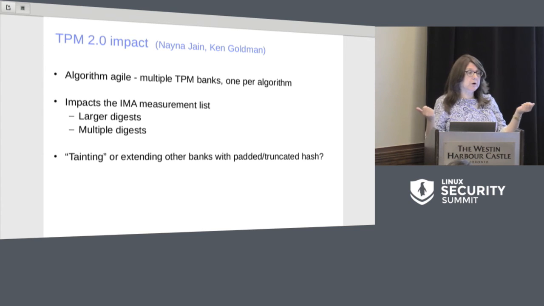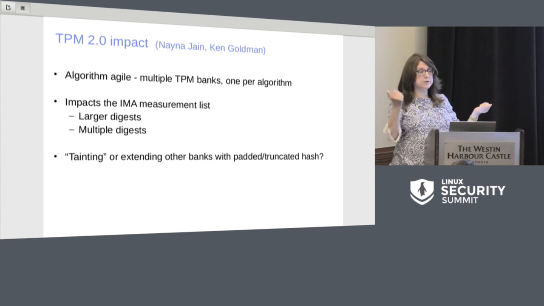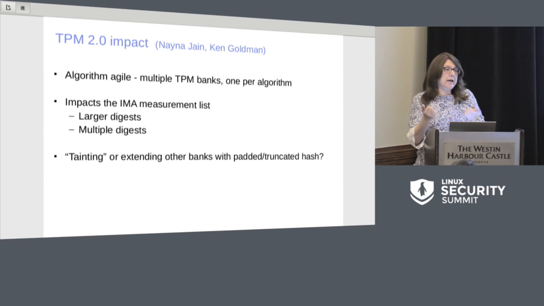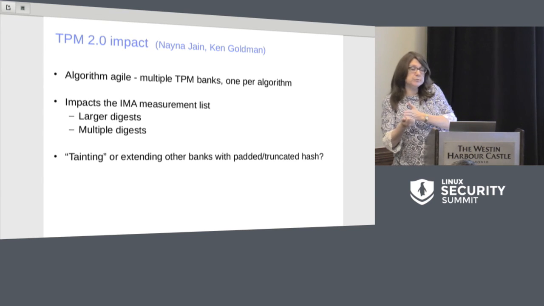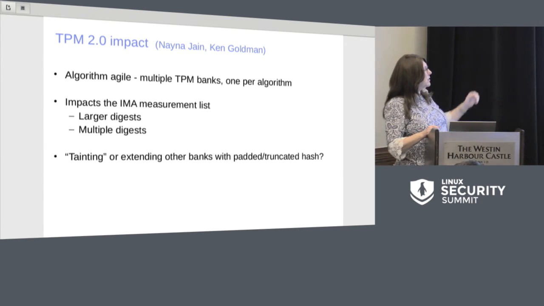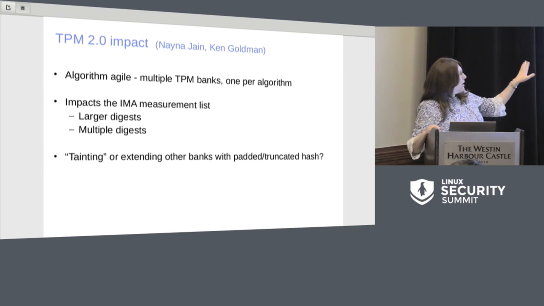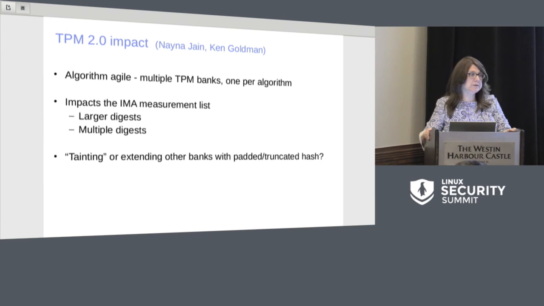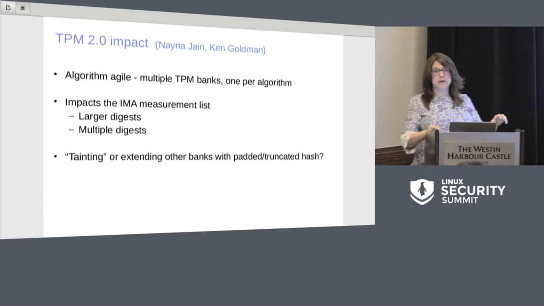So if you have two banks, a SHA-1 and a SHA-256, somebody could start adding the IMA measurements in the wrong bank and pretend that it's the right measurements. So we need some method of tainting it. The current thought at the moment is that instead of tainting it in the TCG terminology, we're going to either pad or truncate the hash and use that measurement in the other banks, so that we can then use a single bank for doing the attestation.